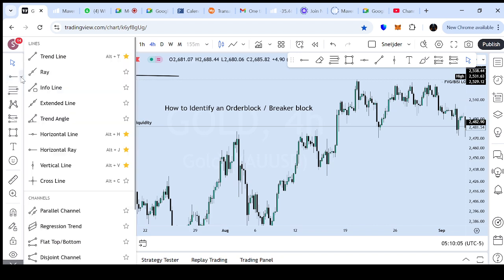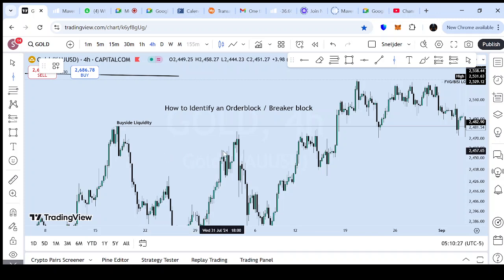Then for that's the horizontal ray. Okay, you can see it. I made it favorite because that's what I normally use. The ones I made favorite, you are seeing the yellow, those are the ones I normally use. Then here is the vertical line. I also make use of it, like to get a zone.